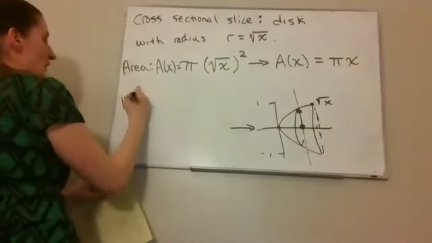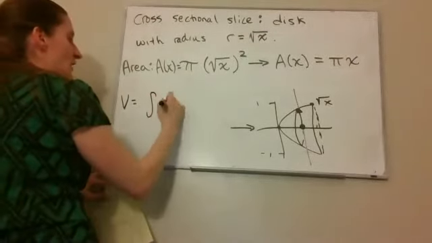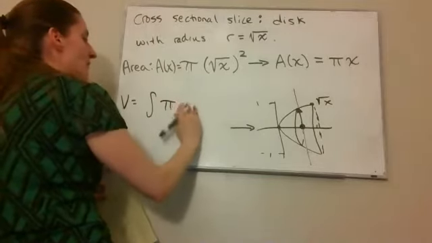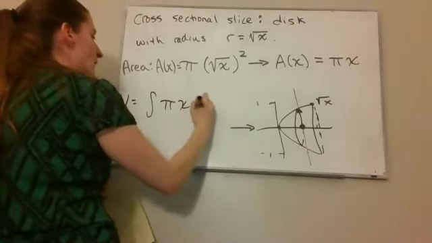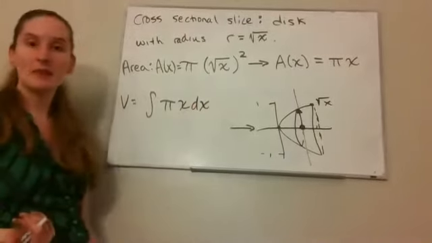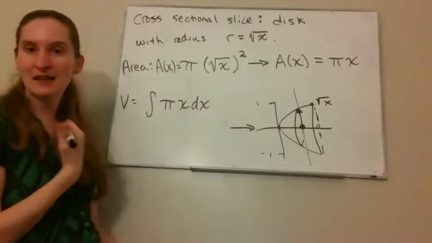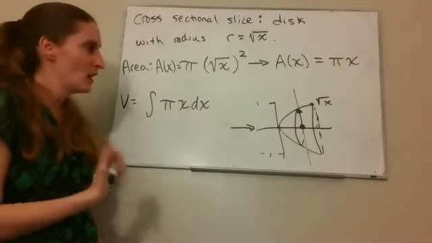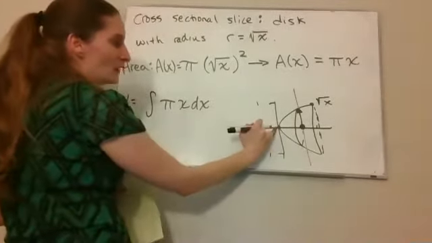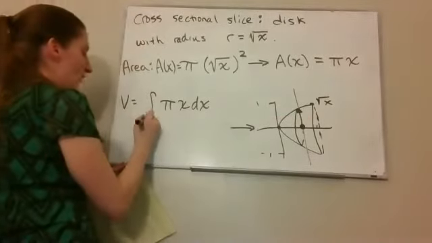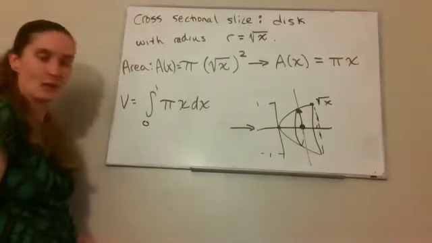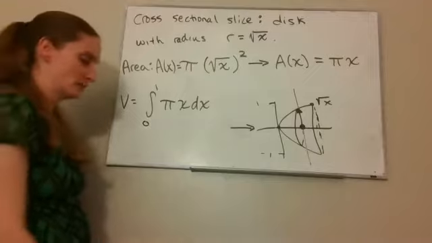My volume is equal to an integral of my area function with respect to x. And now all I'm missing is the bounds of integration. Since I'm integrating with respect to x, these are going to be x values. My smallest x value was 0, and my largest x value was 1. So that is what we need to do to find that volume.